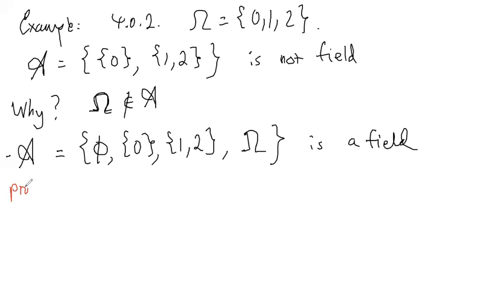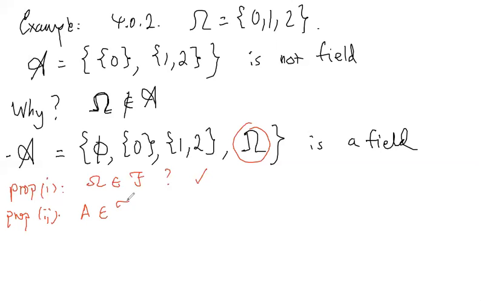So property 1, omega in F, yes, right? Here. Property 2, A in F implies its complement is in F. Okay, let's check. You have to check one by one, yeah. So let's look at the empty set, right? Suppose your empty set is your A. Is its complement in? So its complement is here, right? Okay, so it's correct. So it satisfies property 2.